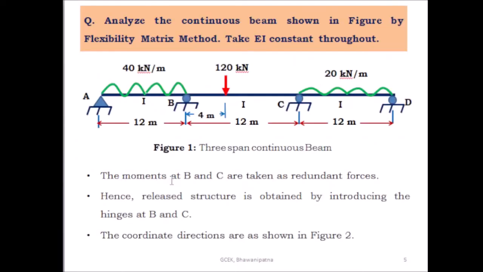So what is the load given here? Due to this load, separately you have to draw the free bending moment diagram. Here, what is the free bending moment diagram? The load given is 40 kilonewton per meter. So what is the maximum moment at the center? It is W L square by 8.